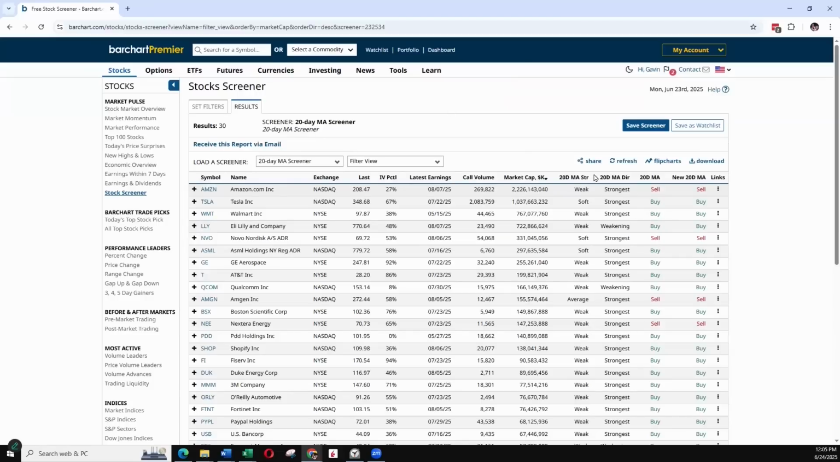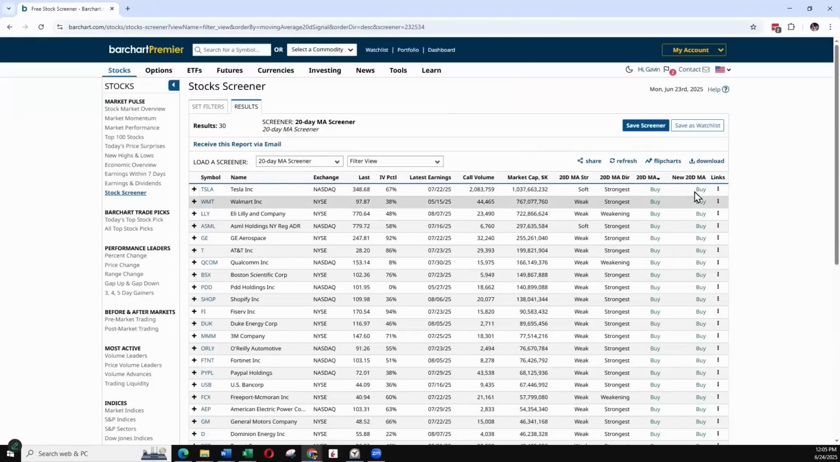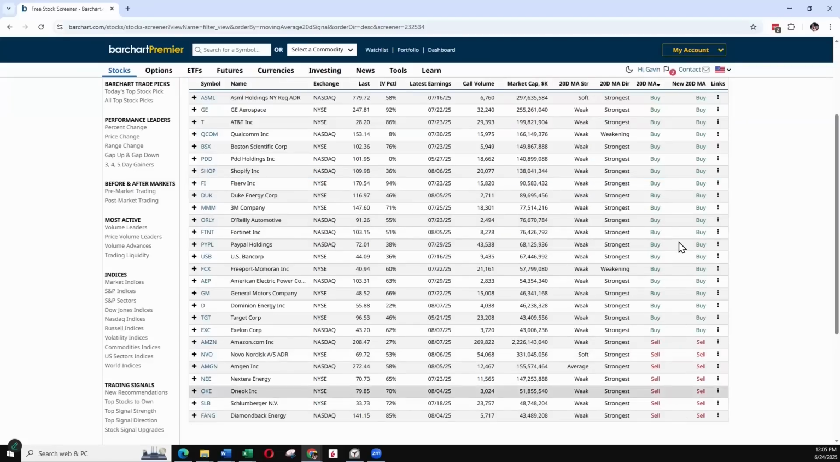Once I get the results, the first thing I do is I sort by the actual signal. So we're getting lots of buy signals here. If I scroll down, we're getting a few sell signals, but mostly buys. So this gives me an overall feel of the structure of the market. When we're getting lots of buy signals, that's a very strong market. If we're starting to get lots of sell signals, that can be a sign of the market weakening a little bit. So that's the first thing I'll do.